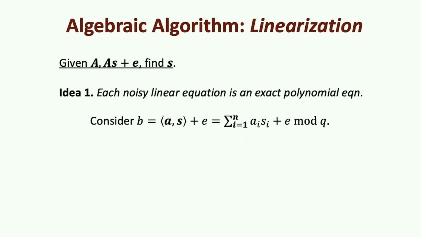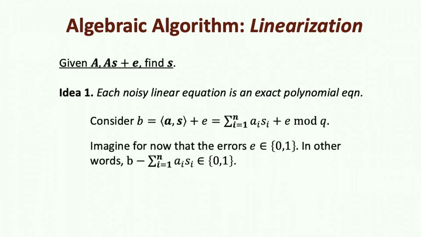Okay, so let me tell you what that means. Think about this noisy linear equation: B, which is like one coordinate of the output, is the inner product of A and S, plus E. A is public, so this is what the equation is. S is secret and E is secret. Now, for a moment, imagine that the errors are actually small. In fact, they're binary, let's say. But whatever I'm going to say generalizes to sufficiently small intervals. So binary errors.